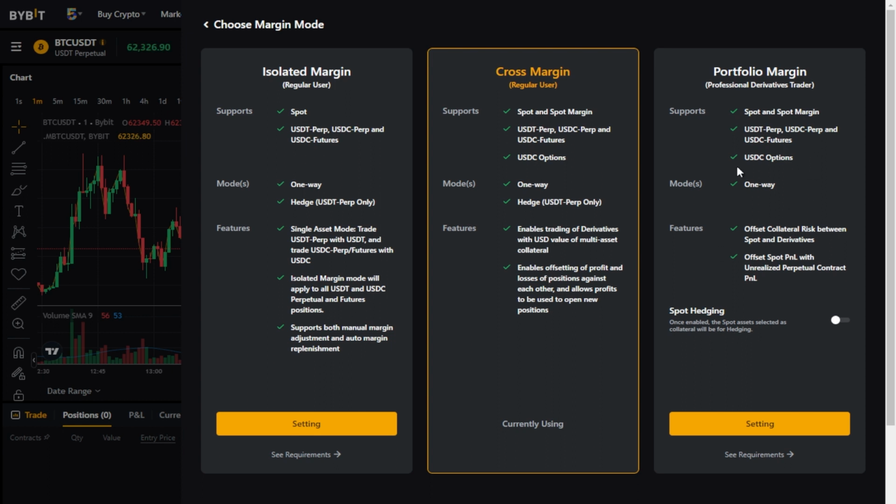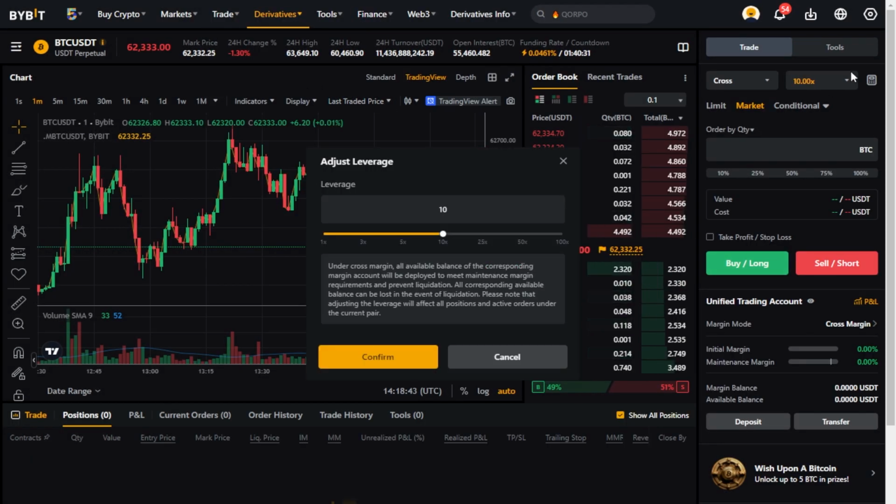These are isolated margin, cross margin, and profile margin. I advise you to use cross margin. If you are a beginner, cross margin is perfect for you, because our margin is equal to the amount that we have in the trade right now. Isolated margin is a bit more complicated, and I think that it will not be relevant for you yet. So choose cross margin, keep it in mind.